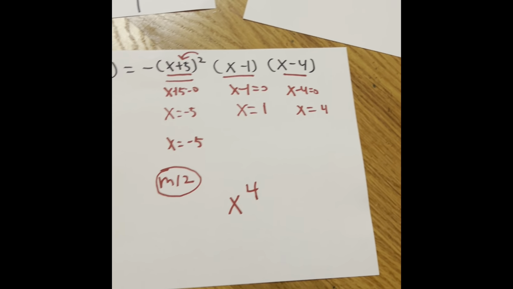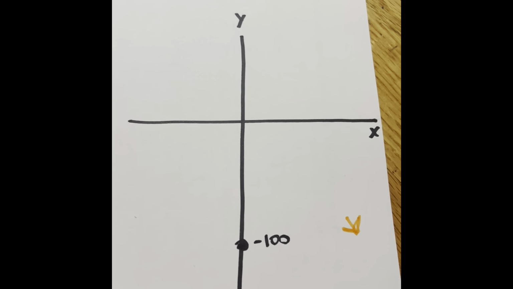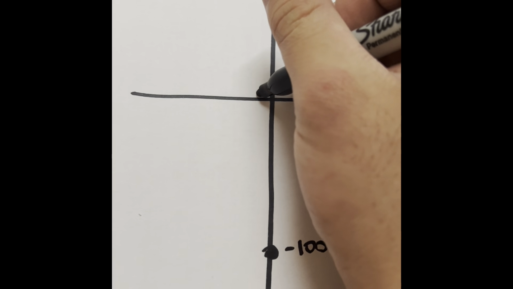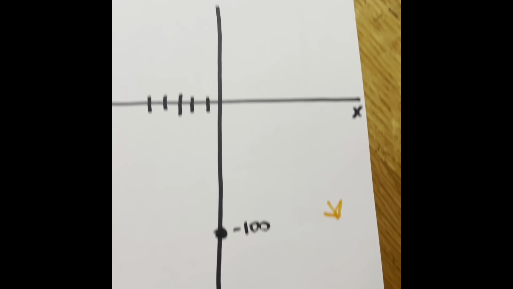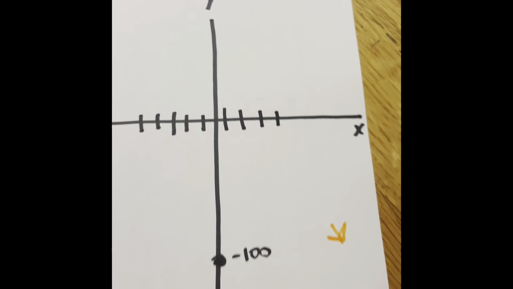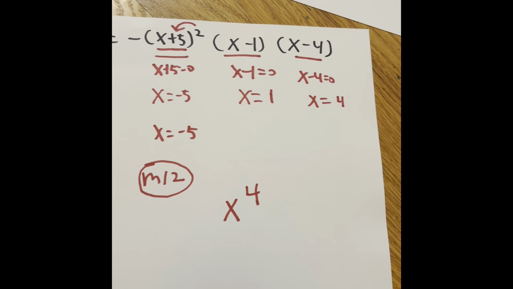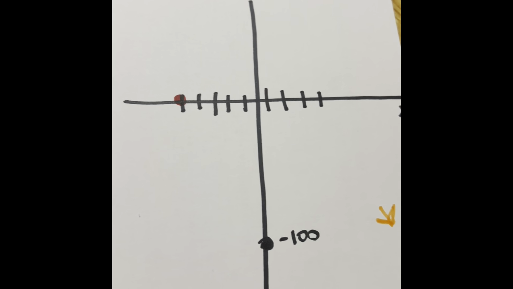Now here comes the exciting part, graphing. So what we're going to do is change the graph. Therefore, all these will go into here. The first one is going to be negative 5. So, 1, 2, 3, 4, 5. We also have x is 1 and x is 4. So, 1, 2, 3, 4. Since negative 5 has 2 multiplicities, I'm going to color code it red. And the rest is just going to be black.